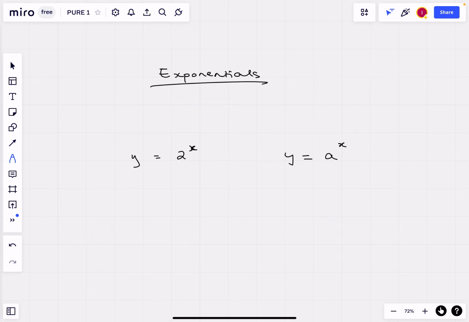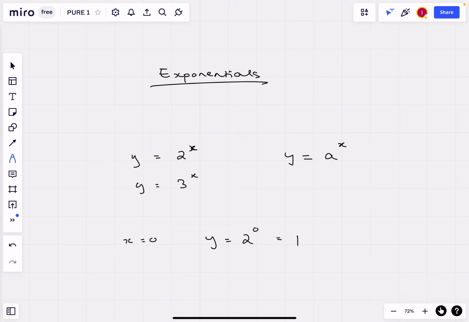You need to be able to draw something like y equals 2 to the power of x, or y equals 3 to the power of x. So let me break that down for you. Now, let's say x was equal to 0. If we sub that in, what do we get? 1. Anything to the power of 0 is 1.